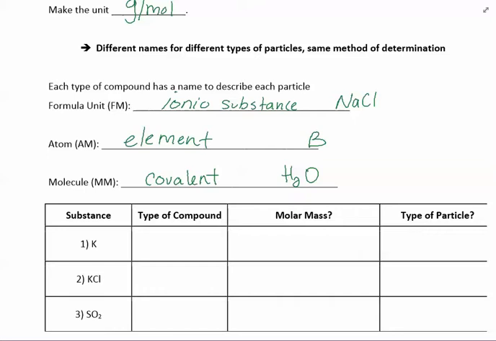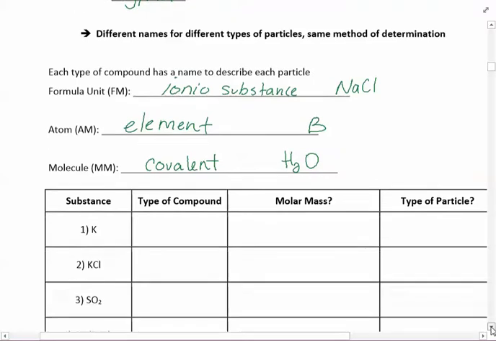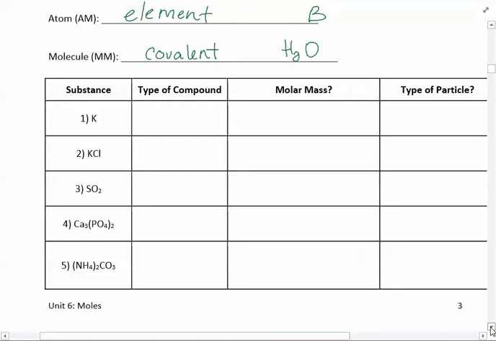You are going to be responsible to know the difference between these terms. You can generically refer to them as particles. However, on a quiz or on a test, it's going to require these three terms. A particle is kind of like a generic term for it. So here we have 5 examples of substances. We need to go through and classify them in order to determine the type of substance that they are. And then we're going to calculate the molar mass and identify the type of particle.